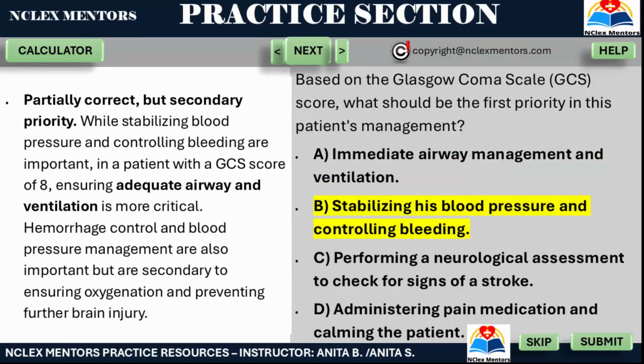Option B, stabilizing his blood pressure and controlling bleeding, is partially correct, but secondary priority. While stabilizing blood pressure and controlling bleeding are important in a patient with a GCS score of 8, ensuring adequate airway and ventilation is more critical. Hemorrhage control and blood pressure management are also important, but are secondary to ensuring oxygenation and preventing further brain injury.